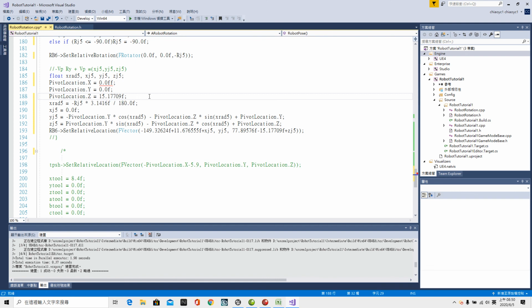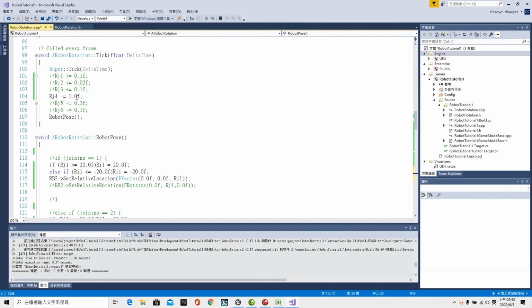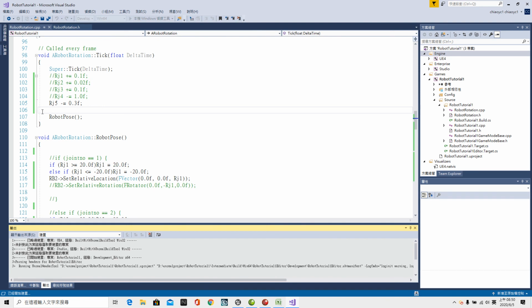Okay. Then remove this double slash, RJ5 minus equal 0.3F semicolon, and there isn't RJ6. So Control Shift B to compile and test the last one.